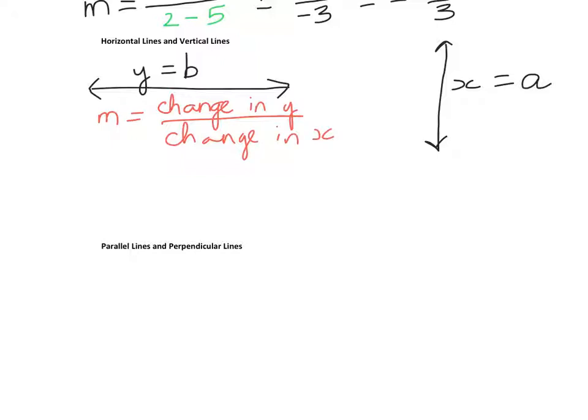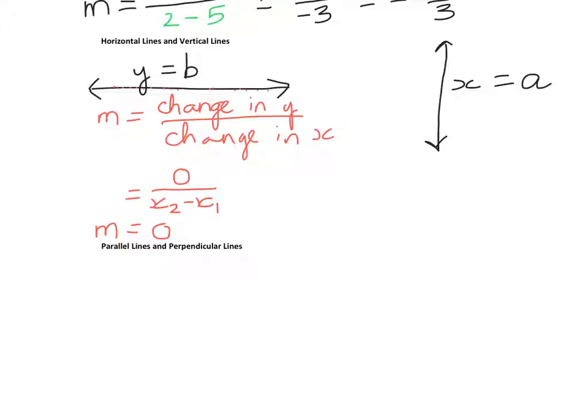Well, what is the change in y? How is y changing? Remember, with a horizontal line, y does not change. Y never changes. Y is 0. And then the change in x is whatever, it's just x2 minus x1. The x's are changing. So in this case, the slope is always 0 for a horizontal line.